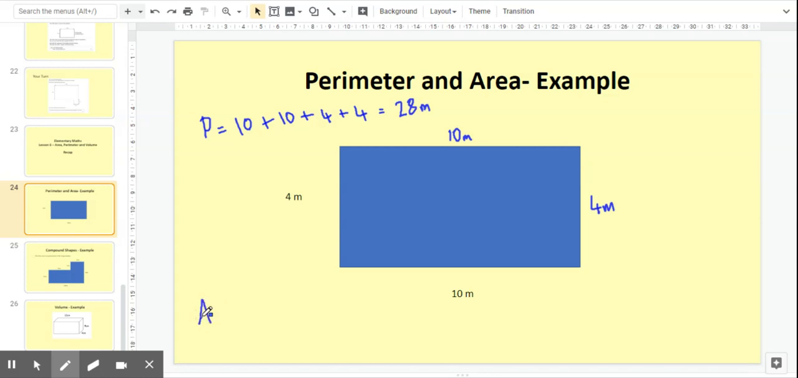For area, we're going to use the formula, which is the length times the width. So in this case, it's just 4 multiplied by 10, which is going to give us 40. And then for area, we're going to have meters squared.